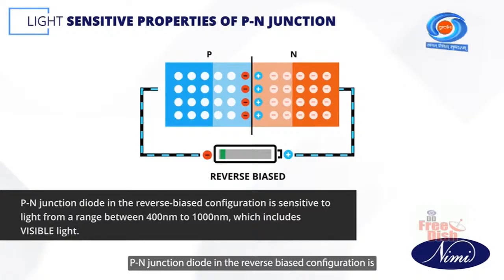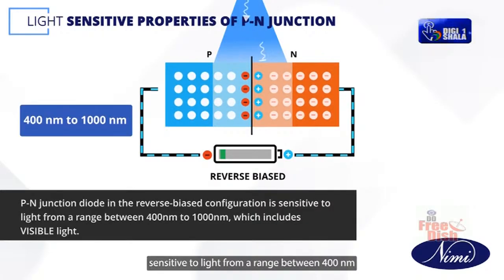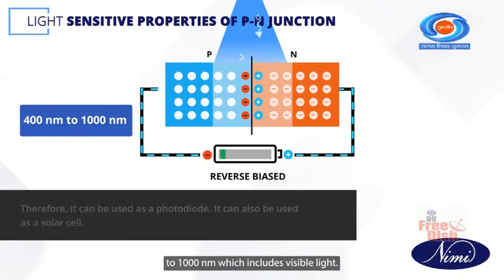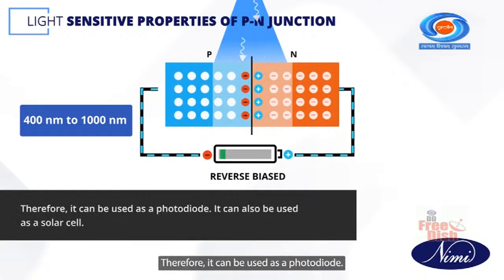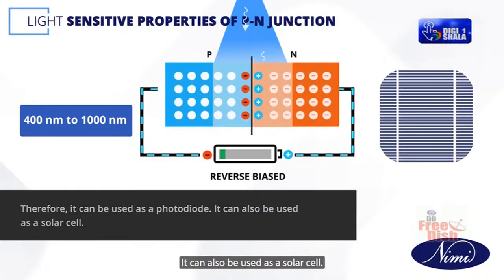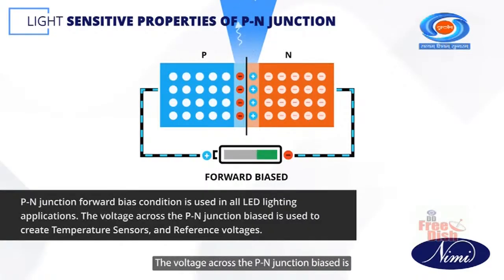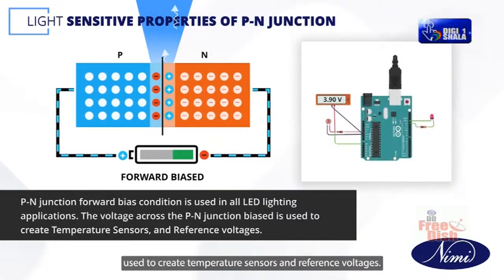A PN junction diode in the reverse biased configuration is sensitive to light from a range between 400 nm to 1000 nm, which includes visible light. Therefore, it can be used as a photodiode. It can also be used as a solar cell. PN junction forward bias condition is used in all LED lighting applications. The voltage across the PN junction bias is used to create temperature sensors and reference voltages.